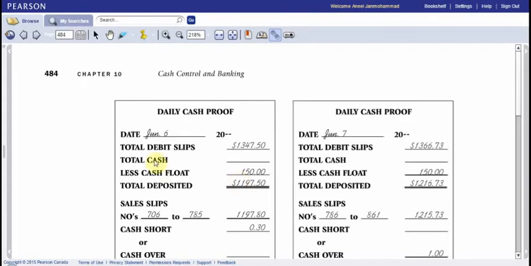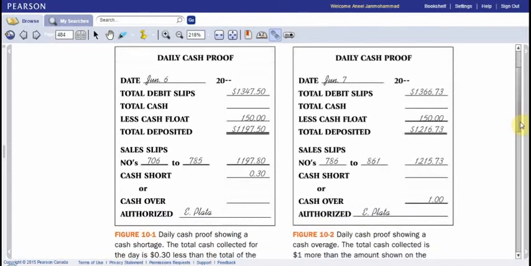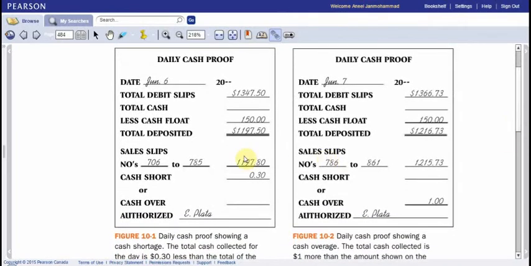So on June 6th, it shows that this much money came in. This much money was in the till at the end of the night. That's $1,347.50. This is how much was taken out of the till for the next day. So the next day's till can start at $150 again. And that's how much was deposited.